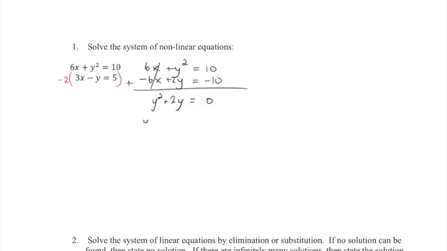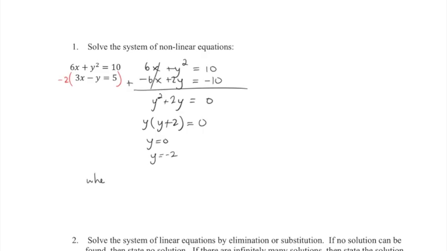If we factor out a y, now we can solve for y equals 0 and y equals -2. Now remember, when we're solving a system of equations, we're looking for the point or points on the graph where these two graphs intersect. So we have the y values, we need the x values. And since we have two y values, we need to solve for two x values.